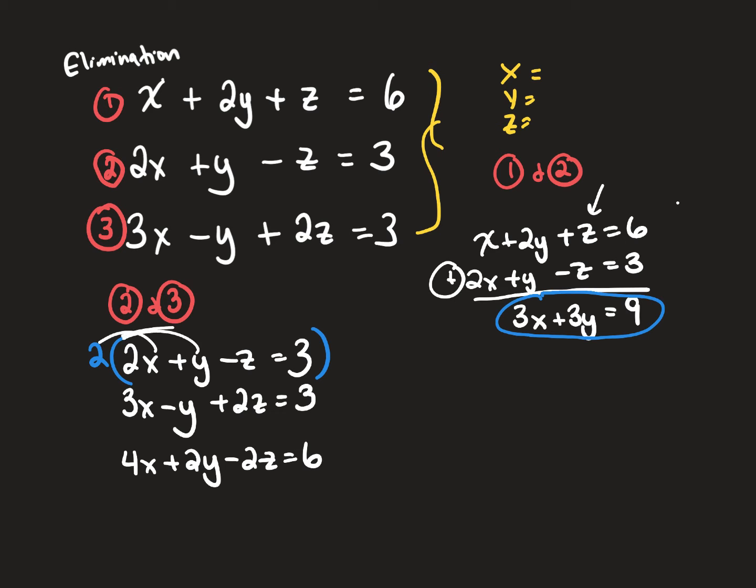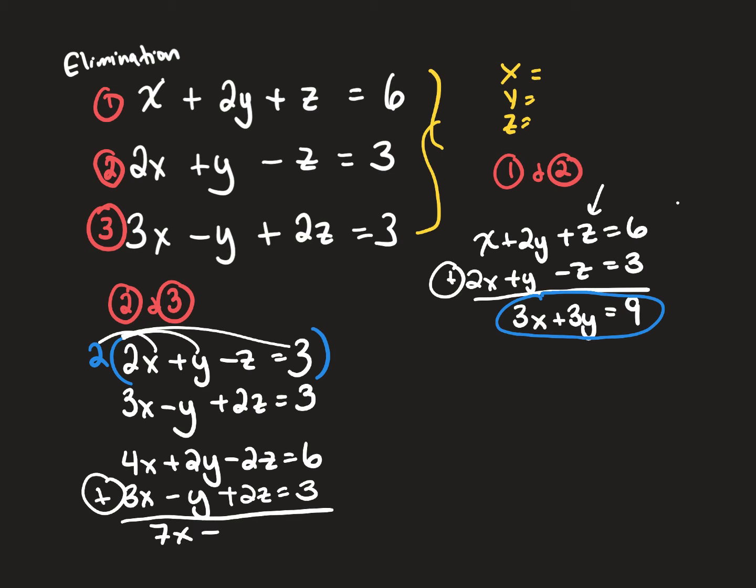Very important to multiply everything by that 2. And then the second equation can just stay the same. 3x minus y plus 2z equals 3. But now if I add them together, you'll see I get 7x plus 1y equals 9. So I get a second equation that has two variables. So now I have these two equations that I found. I'm going to try to solve those simultaneously by elimination.